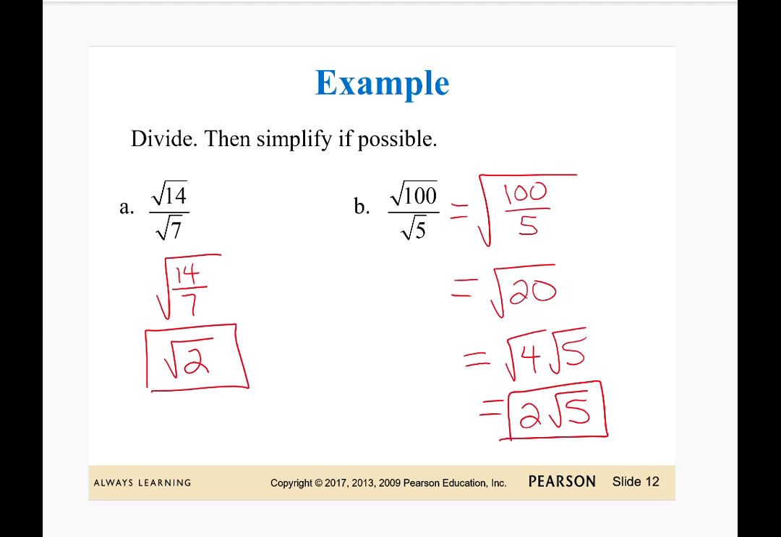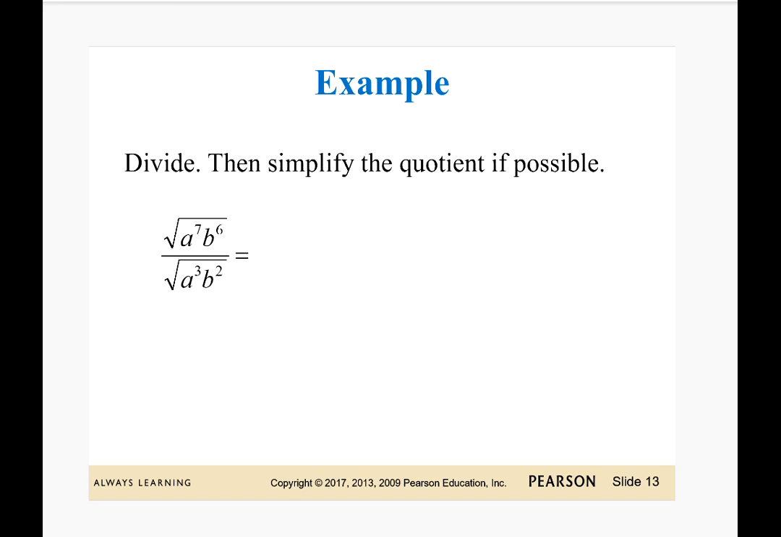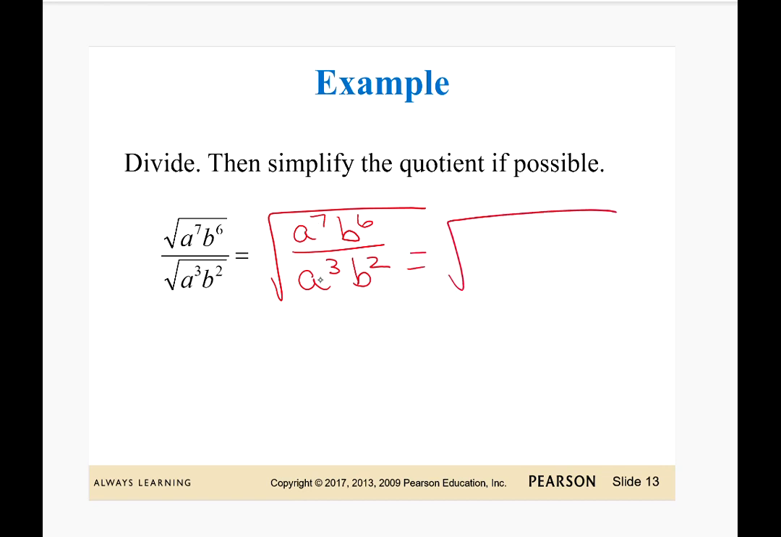Same thing goes if there's variables as well. So let's do an example where we've got variables. All right, if we have variables, again, square root stays, you're going to divide your numerator and your denominator. Okay, this is very reminiscent of the quotient rule that we did back in chapter 5. Remember, when you are dividing like bases, you subtract their exponents. So that was going to be a to the 4th, right? 7 minus 3 is 4. Here, b's, 6 minus 2 is 4. So we've done the division using our exponent rules from chapter 5.